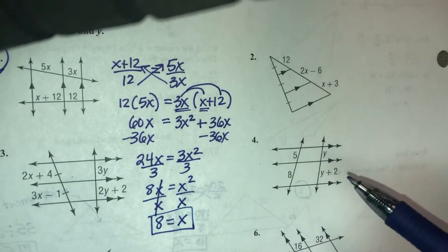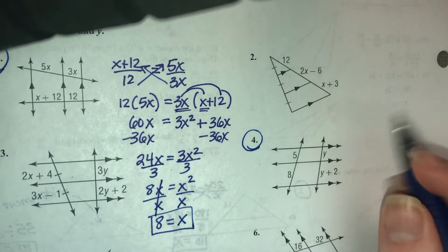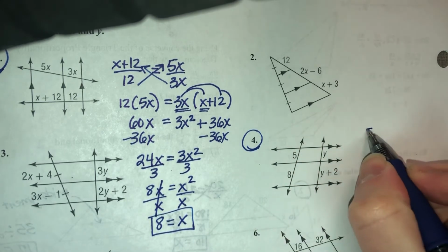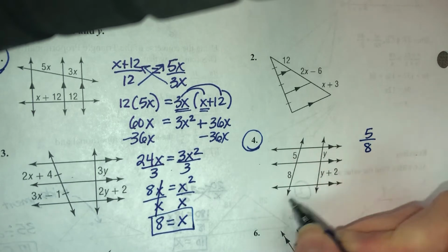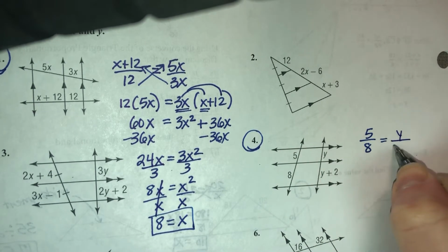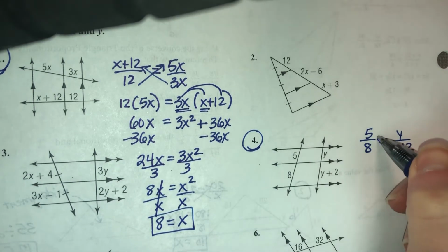All right, number 4. We're going to set this one up. I'm going to choose this line first. 5 goes with 8. 5 over 8. I'm going top to bottom. Y with y plus 2. Y over y plus 2. So now I'm going to cross multiply.